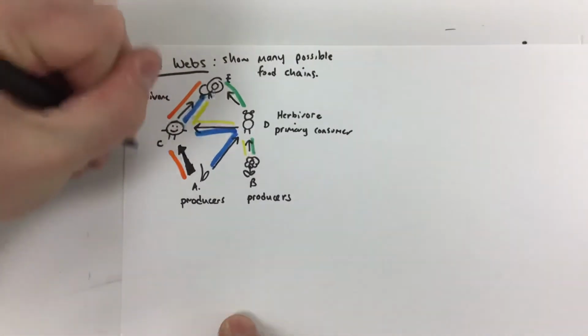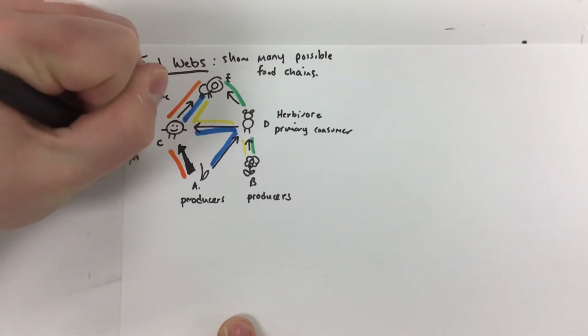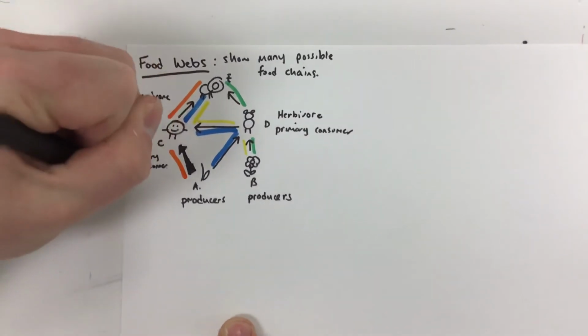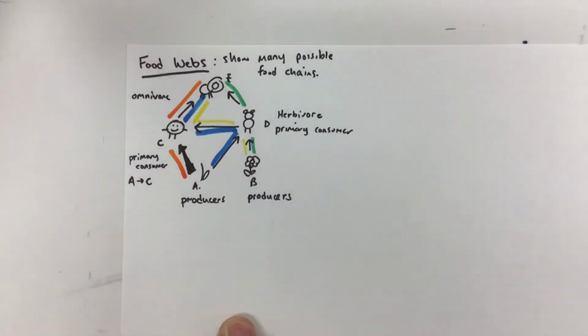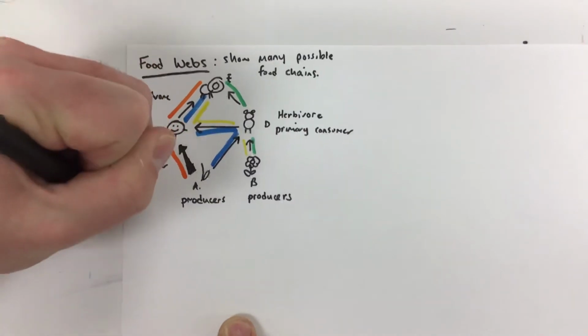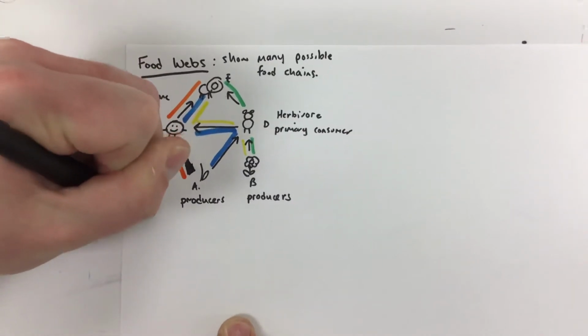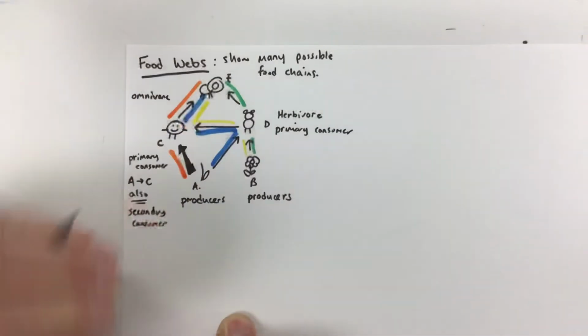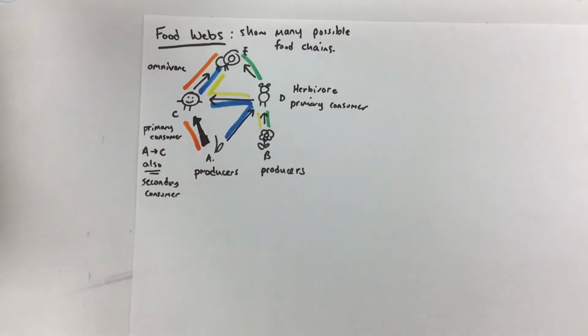Okay, C is both a primary consumer, right? Because you can go A to C, right? But he is also a secondary consumer. So you can be primary, secondary, tertiary. You can be those things all on the same food web. All right? You just have to look at the different chains.